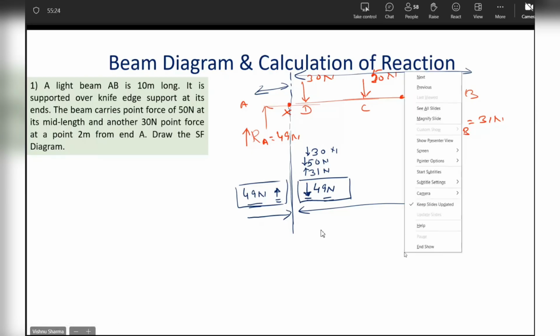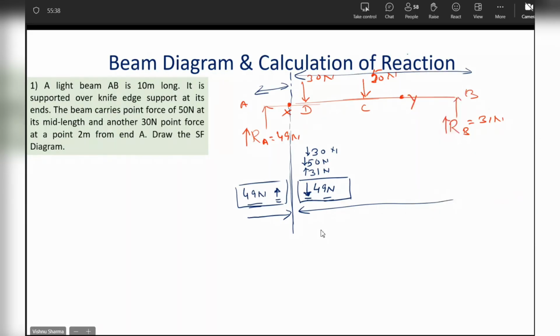Yes or no, beta? Yes, sir. Let's do a similar thing at point Y. To the left of Y, there are 3 forces: 49 upwards, 30 downwards, 50 downwards. What is the resultant of all these 3 forces to the left of Y?